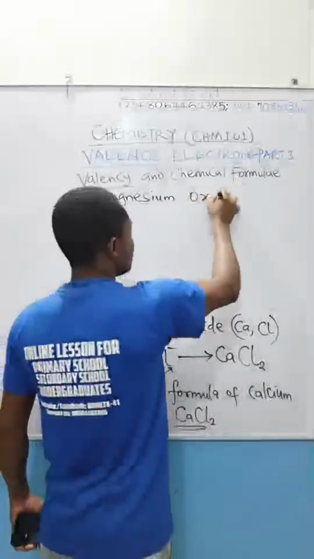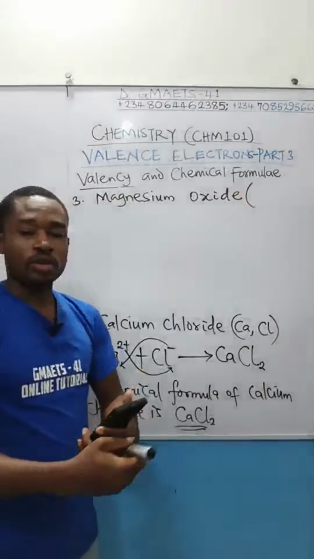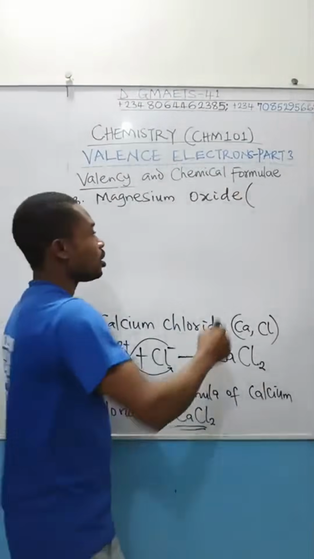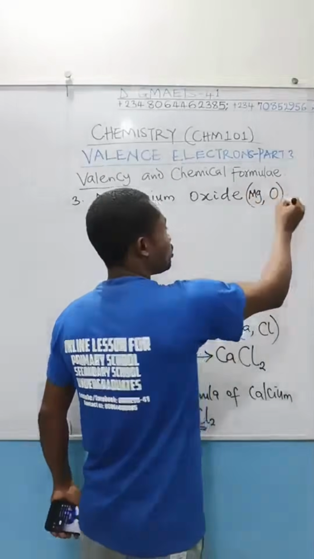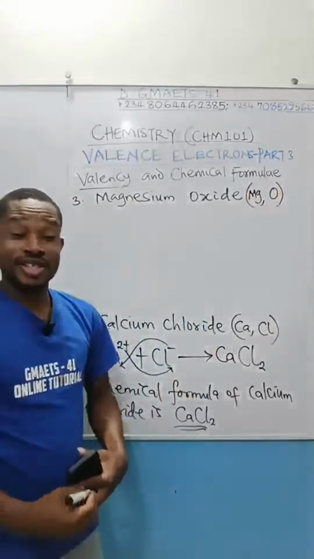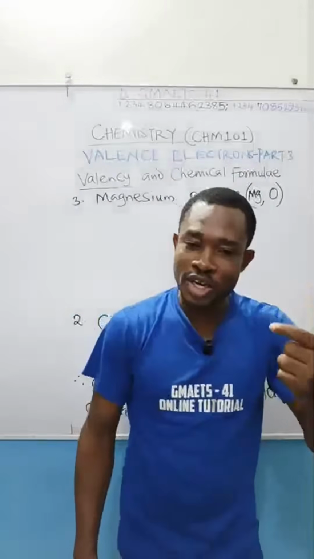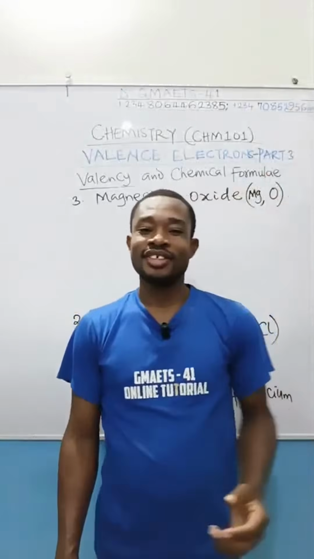Magnesium oxide. Magnesium oxide, another binary compound. Magnesium is Mg and then oxide. Oh, oxygen. So these are the two elements that make up this binary compound. You can hear the name, magnesium oxide.